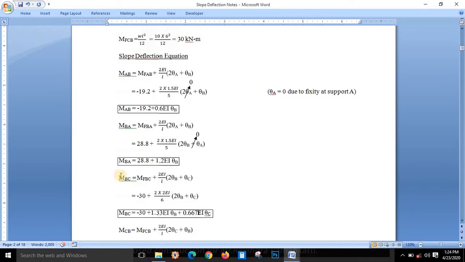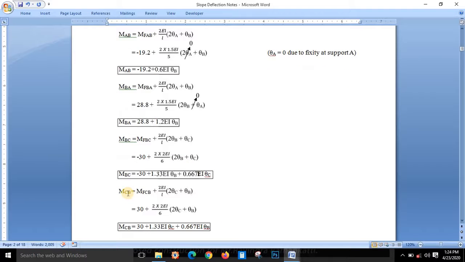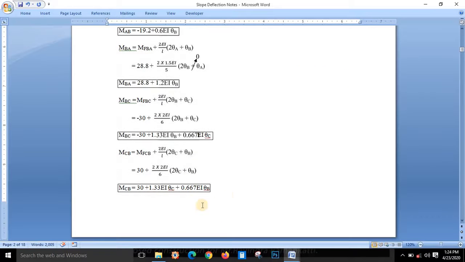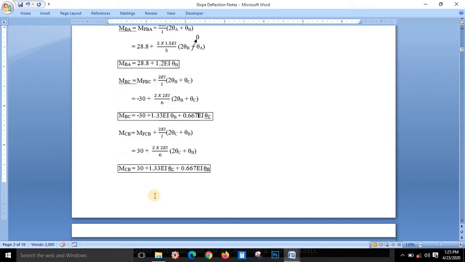Now you can see I am going to consider the next span, MBC. So MFBC plus 2EI by L into 2 theta B plus theta C. In the same way I am going to substitute and get this answer. Similarly for MCB, I am going to get this equation.